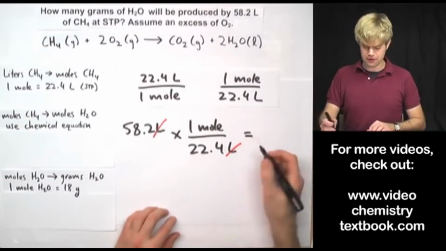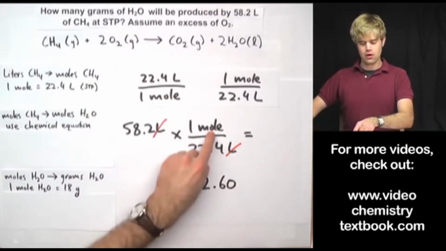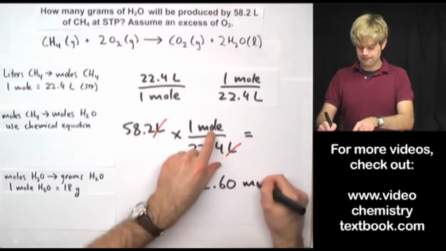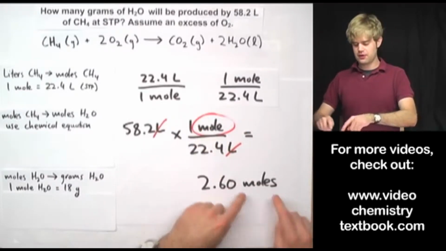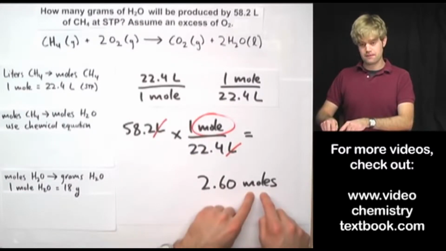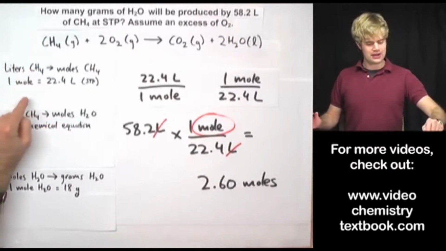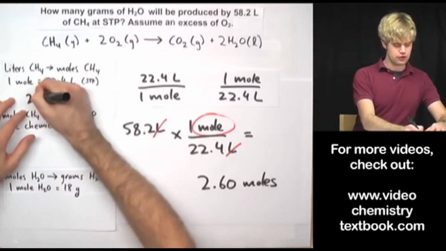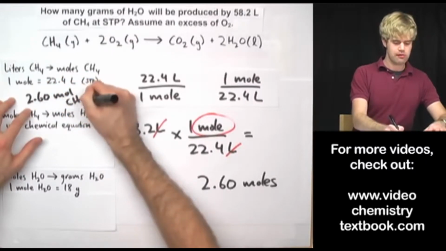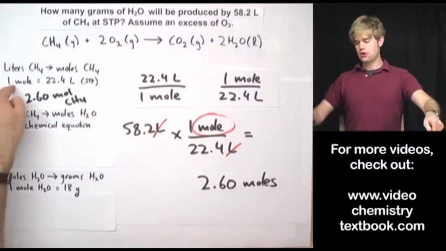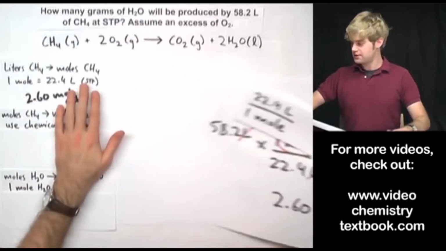And when I do that math, my answer is 2.60 moles. Since mole is the unit that I'm left with, that's my final answer here. Okay? I rounded this to 3 significant figures. So, when I do this part, I find that I have 2.60 moles of CH4. Great. So we've cracked the first part of the question. Let's now go on to the second part.